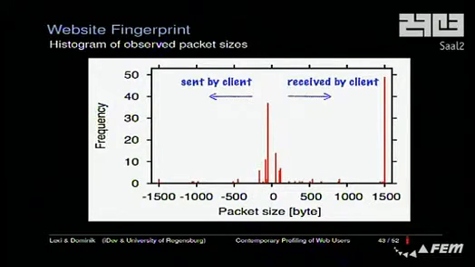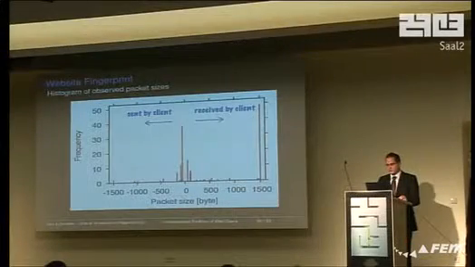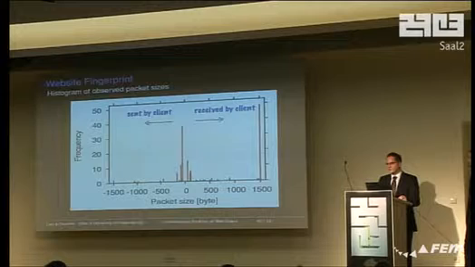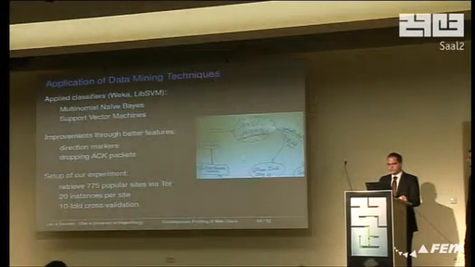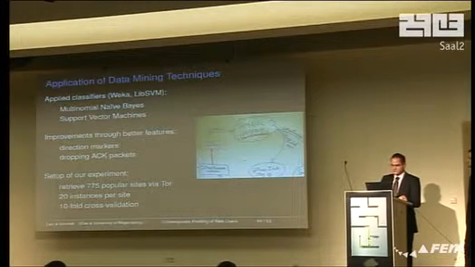In order to give you a visual impression of what those fingerprints look like, they look like this in a histogram form. So on the x-axis, there are the packet sizes. Left-hand side is all packets sent by the client. Right-hand side, all packets received by the client. And you've got the frequency on the y-axis. So obviously, this is pretty similar to the former problem with host names and such stuff. So we can use similar techniques, right?